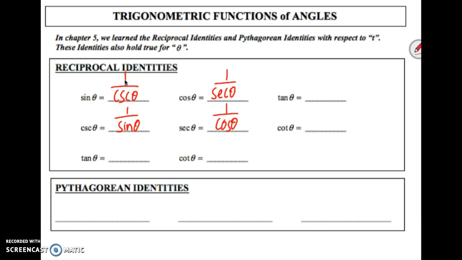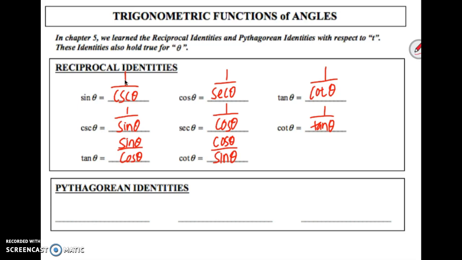Tangent is the reciprocal to cotangent, so it's equal to 1 over cotangent of theta, and cotangent of theta is equal to 1 over tangent of theta. Nothing new, we're just switching the t and the theta. Tangent of theta is also equal to sine of theta divided by cosine of theta. Since cotangent is the reciprocal of that, cotangent is equal to cosine of theta divided by sine of theta.